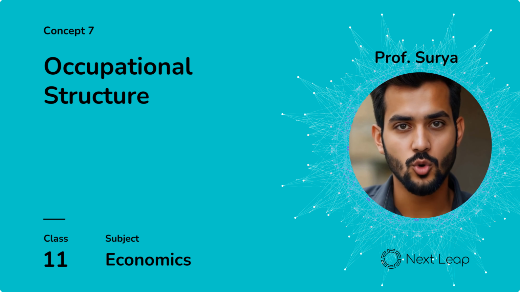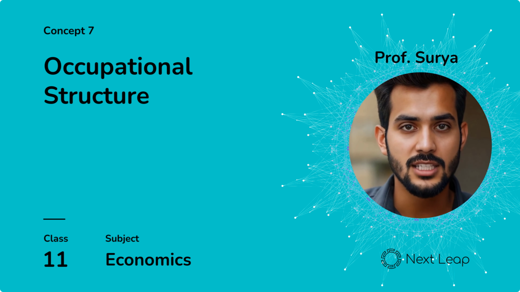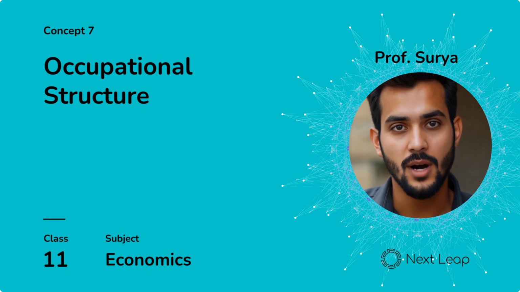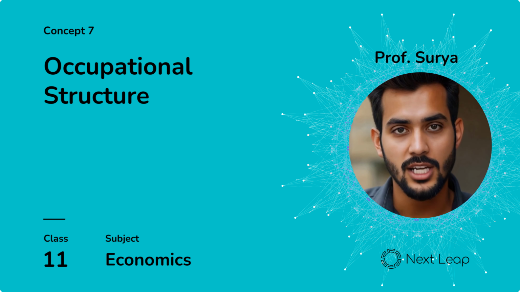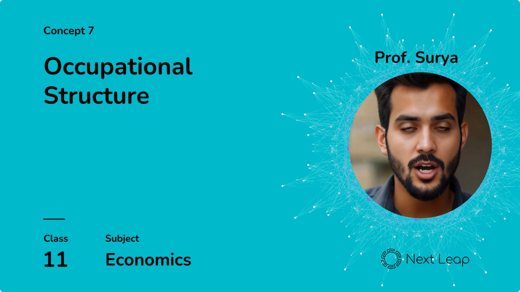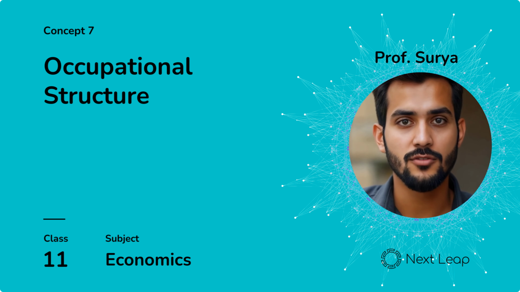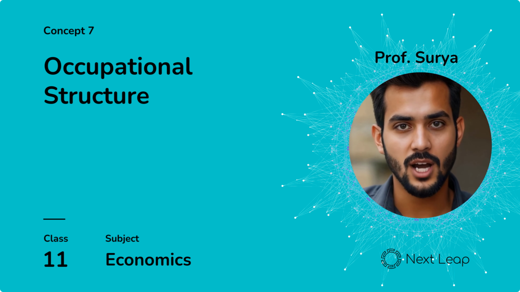This was India's occupational structure under British rule, an economy deeply rooted in agriculture, with limited industrial or service sector participation. In today's video, we'll break down the distribution of the working population across sectors, agriculture, industry, and services, and what it tells us about India's underdevelopment.